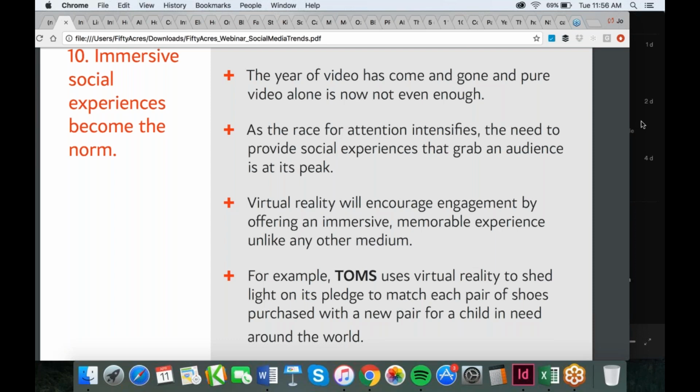For example, Tom's, a shoe business, uses virtual reality to shed light on its pledge to match each pair of shoes purchased with a new pair for a child in need around the world. Go and have a look on their website.